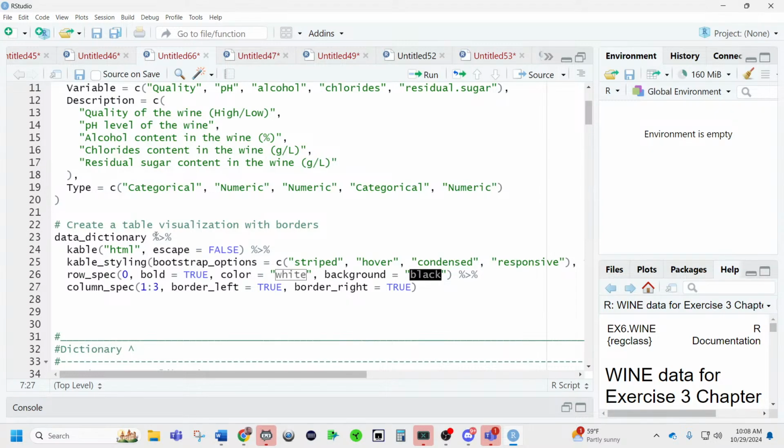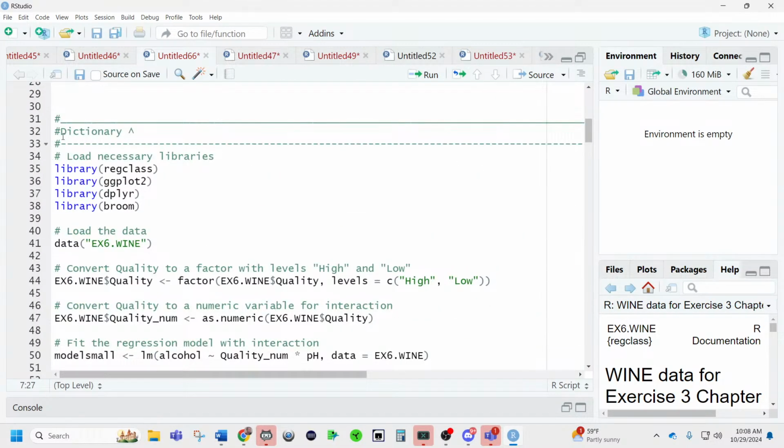I don't know what that does. And a style of the table to make it look all nice and pretty right there. Row spec controls how the rows look on a certain thing. The column spec controls how the columns look, so looking good. Man, this is really pretty.